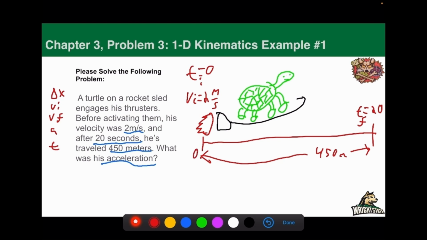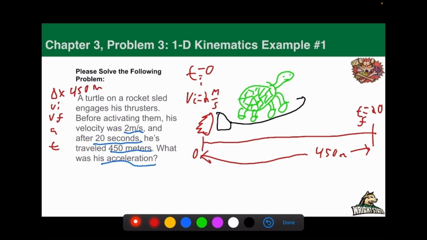We might as well. In fact, it's usually a good idea to always call your starting point 0, because that way your xi equals 0 always, and you don't have to worry about i's and f's for x. Just call it delta x, because it'll be your final minus 0 every time. So I'm going to call that delta x, and I'm going to call our initial point 0. You can't stop me. Delta x is going to be 450 meters.